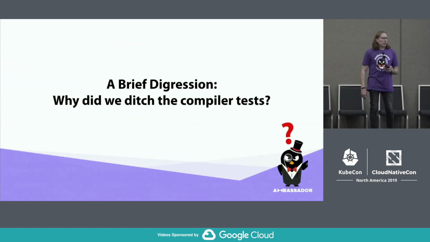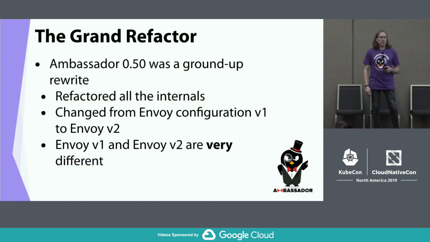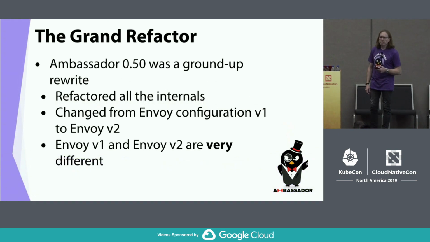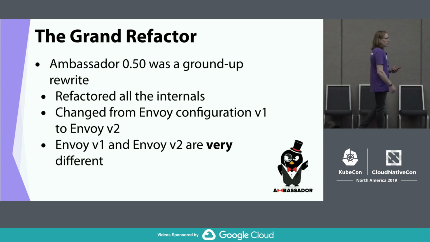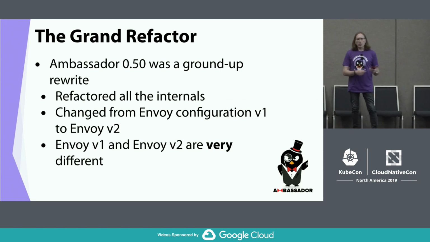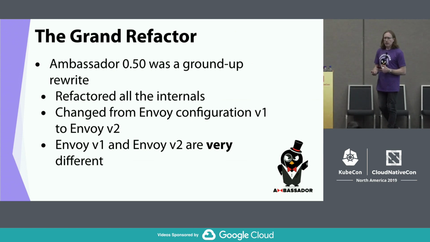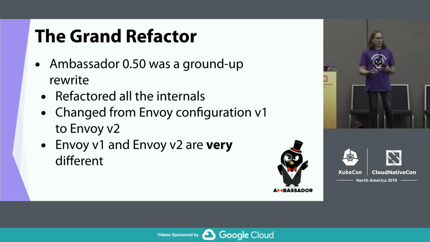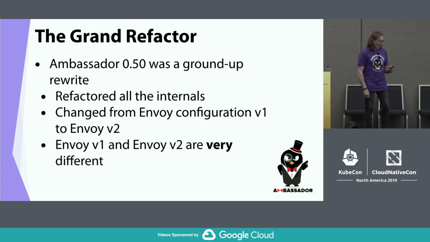It's worth asking why we ditched the compiler tests. 0.50 we fondly called the grand refactor. It was actually a ground-up rewrite. We had to refactor a bunch of code to make it easier to work with, but we also had to switch from Envoy's version 1 configuration to Envoy's version 2 configuration. And the v1 config and the v2 config are very, very different.